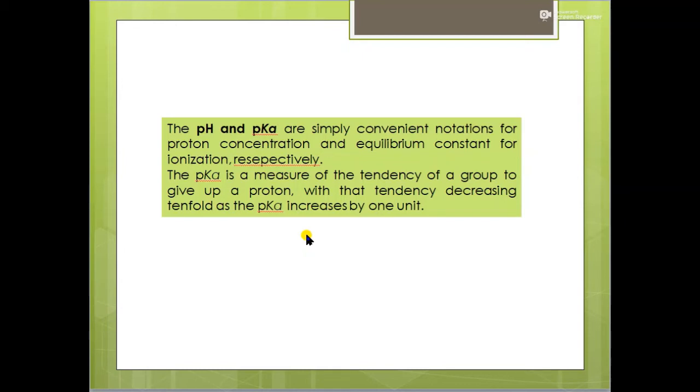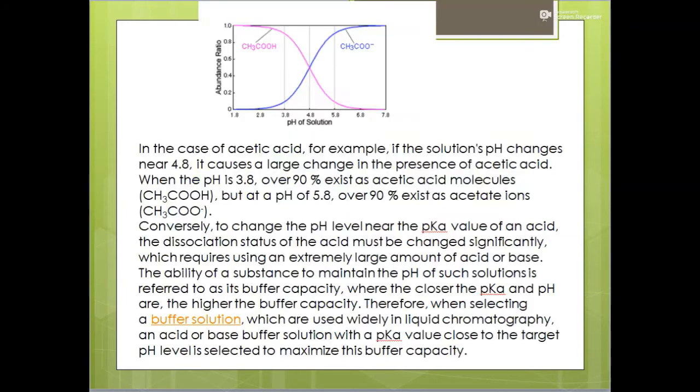pH is usually used for strong acids, and it gives us the amount of protons present. pKa is usually used for weak acids, and it gives us an estimation of the tendency of that particular substance to give up a proton. The lower the pKa value, the more acidic the substance is. So keeping this in mind, let's observe acetic acid.